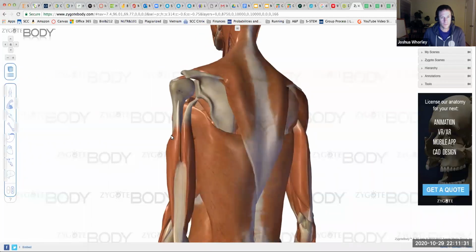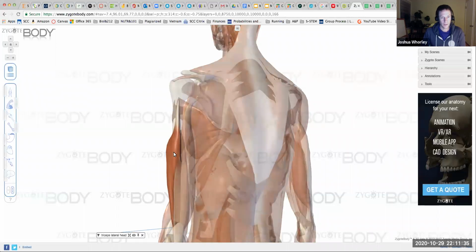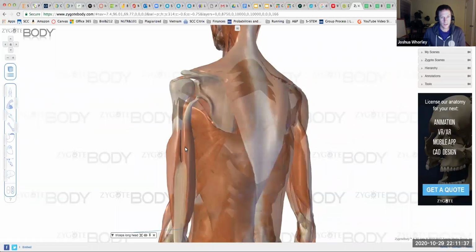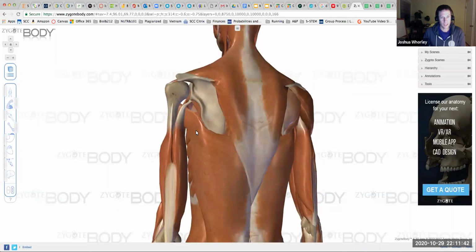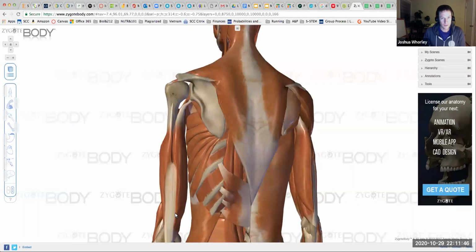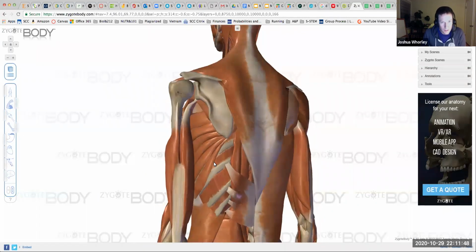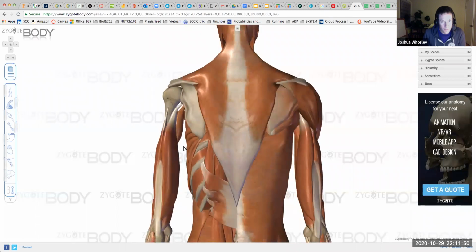So this triceps brachii actually has three heads. There's the lateral head, and this is the long head. And then there's a medial head in here that we're going to have to take this off to actually see. And I think we might have to even get rid of the latissimus dorsi to see where it inserts. Okay.